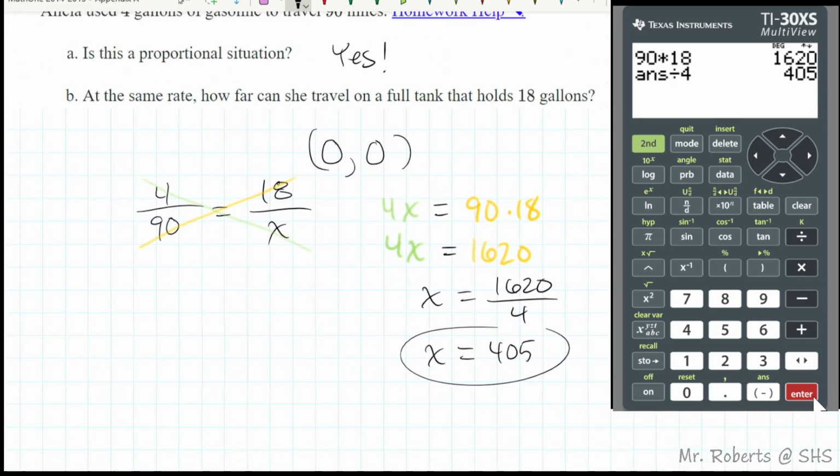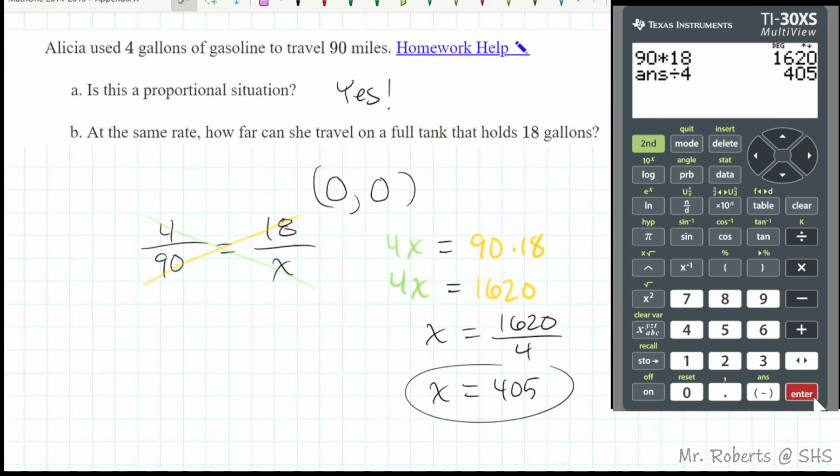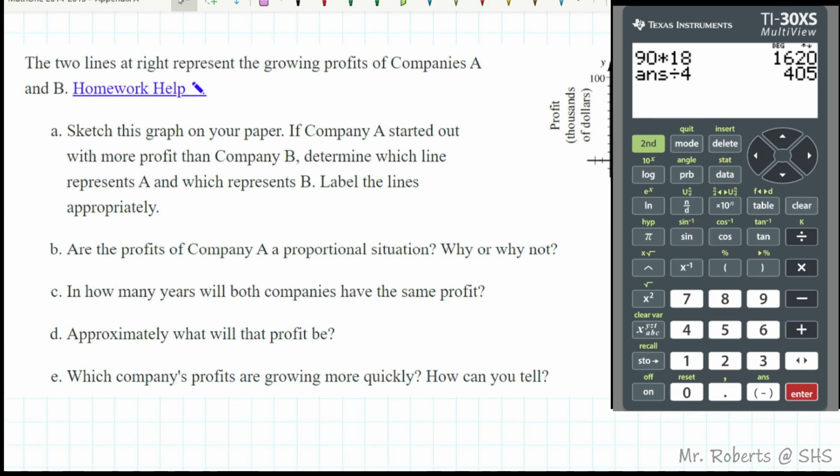All right, that's question 34. I think we've got one more to do. Let's go down to 35. Here it is, 35. And let me get rid of the calculator.